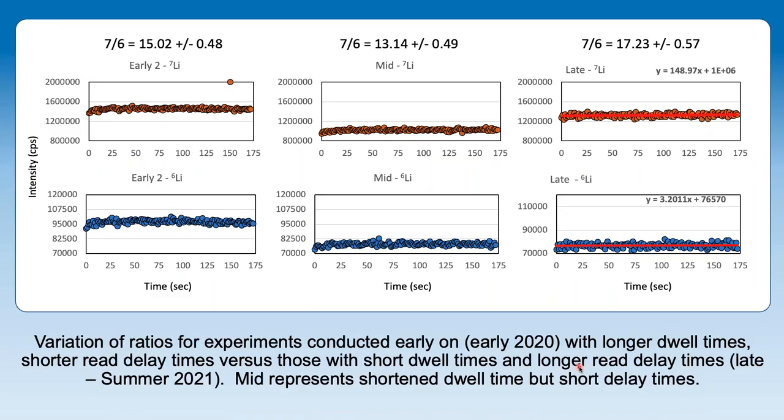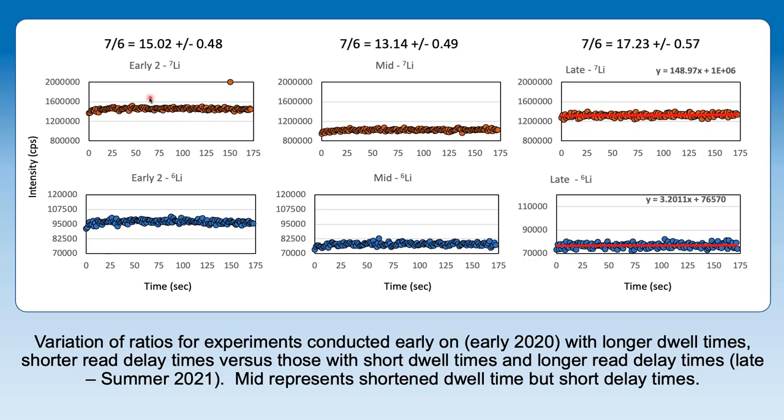The other thing that we've got to look at is the 7-6 ratio over time. So early, middle, and late. These are ones that we did early in our experiments, hence the name early. Alex likes to keep it simple, my co-author Alex, and he says early. These were kind of midway through, you know, messing around with this, and these were the ones that we did later on, so we call them early, middle, and late.